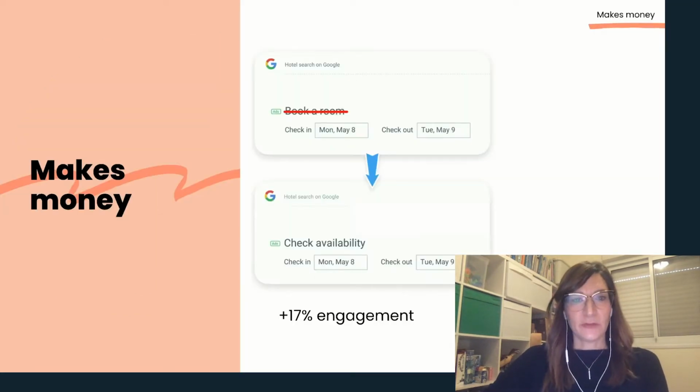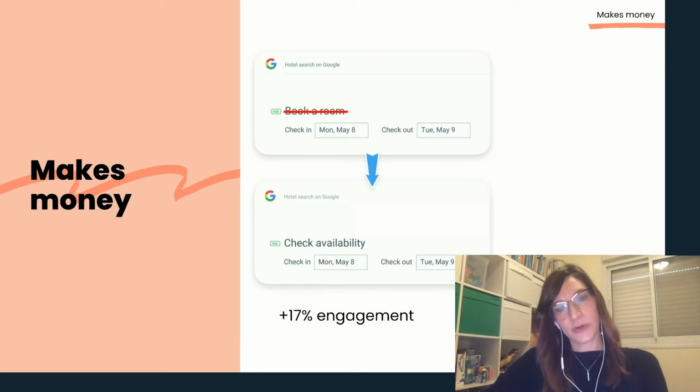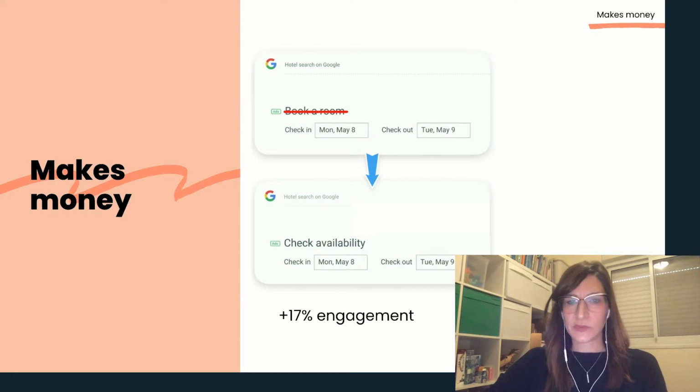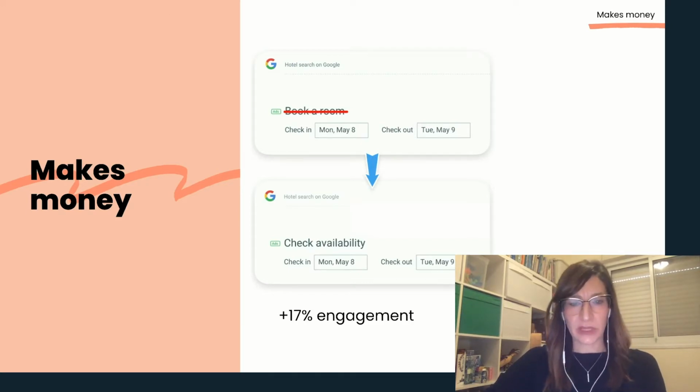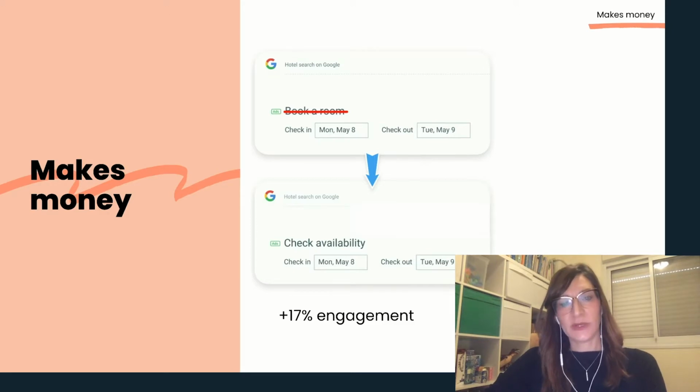Here's an example from the Google hotel search. It used to say book a room, but this was really early on in the flow. All the user wanted to do at this point is peruse available dates. They really hadn't committed possibly even to a location or to anything else. Book a room felt very committal. This was just not the headspace of the user at this point in the journey. So they changed this to check availability, which seemed much less committal, clearly no obligation, very early on. And it was very empathetic to where the user was in that moment. And it increased engagement by 17%.